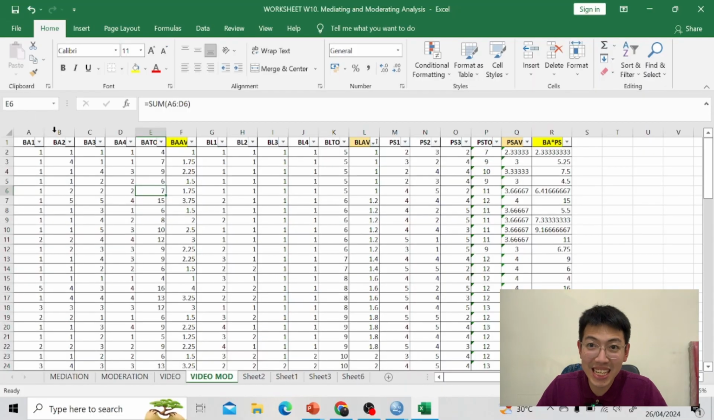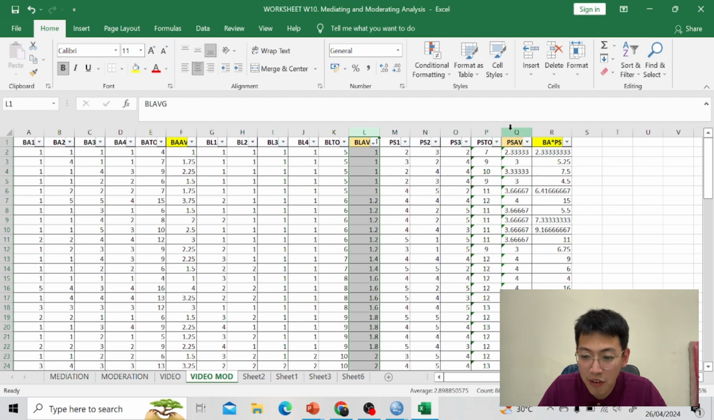So guys, this is the data. There is brand attitude, brand loyalty, perceived store image. So this is the brand attitude average, brand loyalty average, and perceived store average. And also guys, because you want to interact the brand attitude and also the perceived store, you need to find the multiplication between these two variables. So you need to multiply brand attitude and also perceived store image. The way is simple.